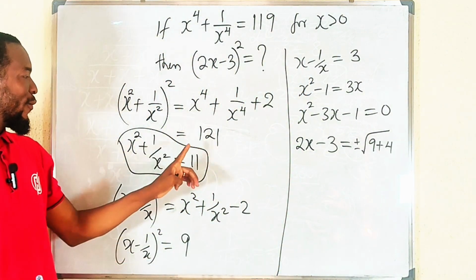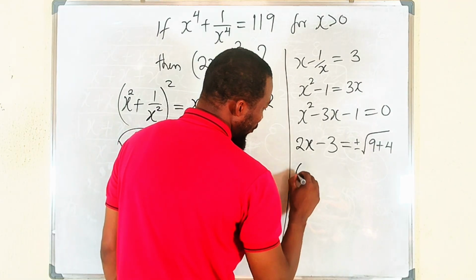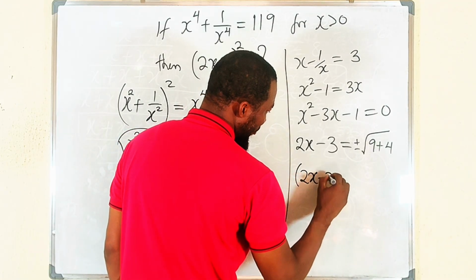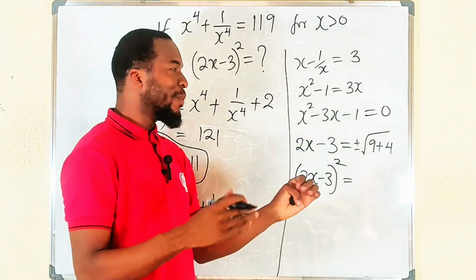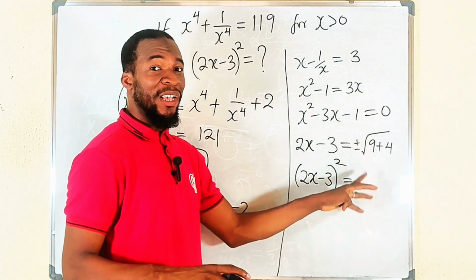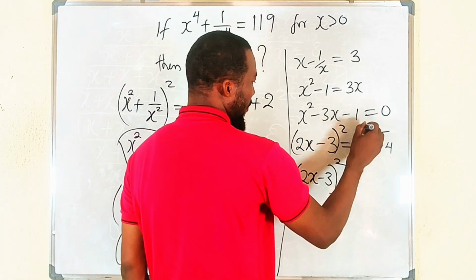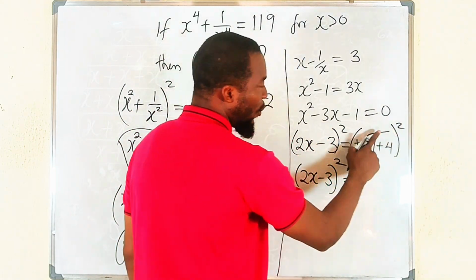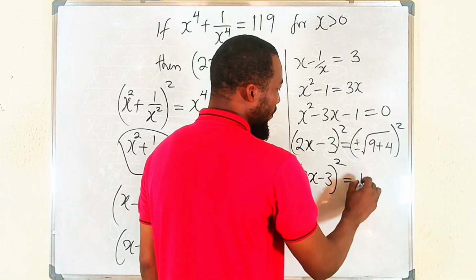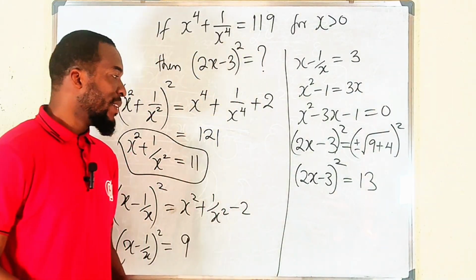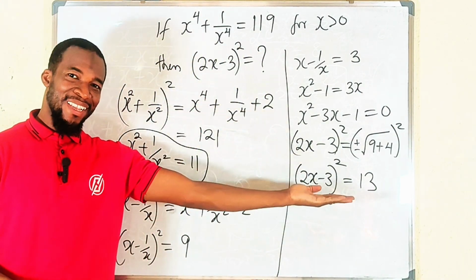But remember, what we are looking for is to the power of 2. So all you have to do is to square both sides. If you square this, 2x minus 3 is the same thing as squaring the right-hand side, and the plus or minus will go because the power of 2 will neutralize that negative. This is what I mean: you square this, you square that. This power will cancel this negative as well as the square root, leaving only 9 plus 4, which is 13. Oh my God. It means that (2x minus 3) squared, which we are looking for, is indeed equal to 13.